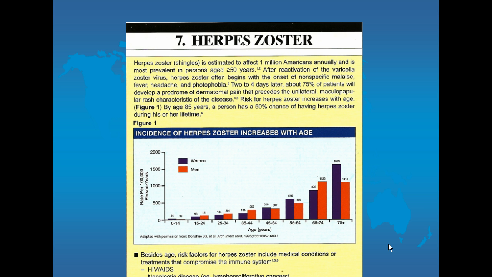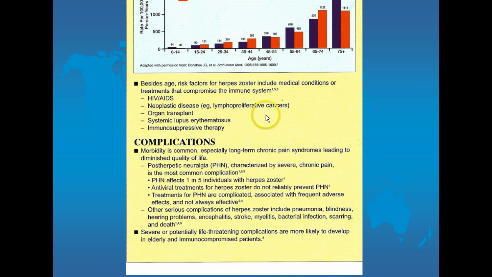Besides age, risk factors for herpes zoster include medical conditions or treatments that compromise the immune system. So if somebody has AIDS, neoplastic disease, they're on chemotherapy, they're immune suppressed, they've had an organ transplant, lupus, and as I said, immunosuppressive therapy. So the thing I wanted to mention was the complications with herpes zoster.